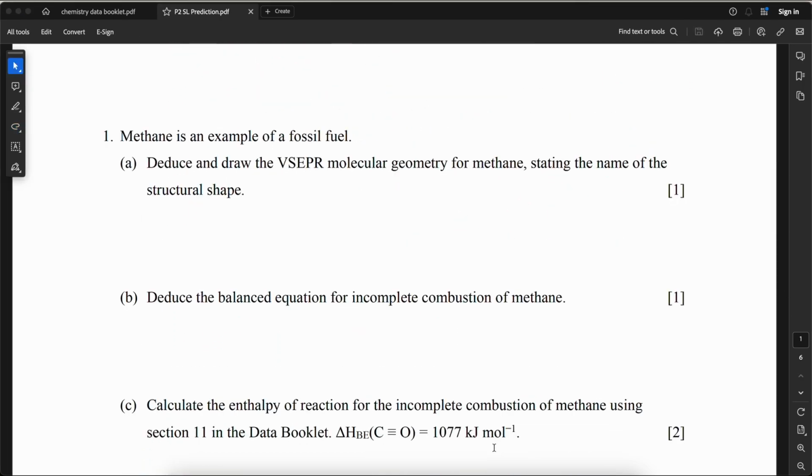That's all for the explanation for another predictions IB Chemistry Paper 2 standard level. I wish you good luck for your exam.